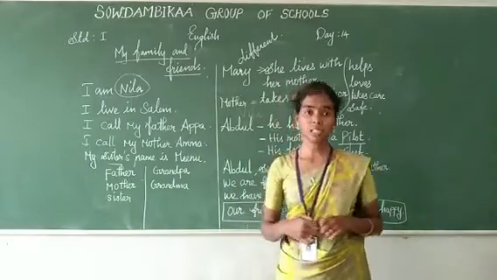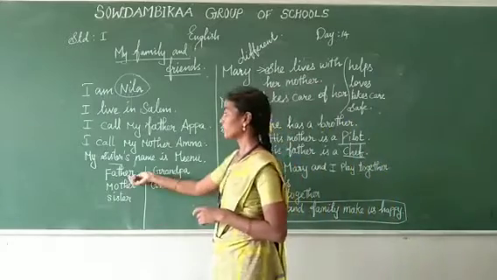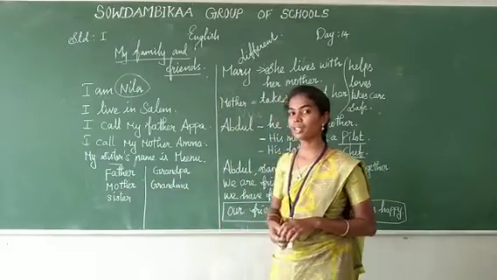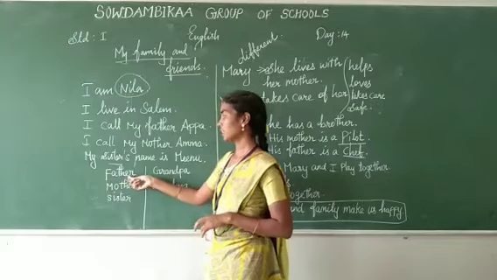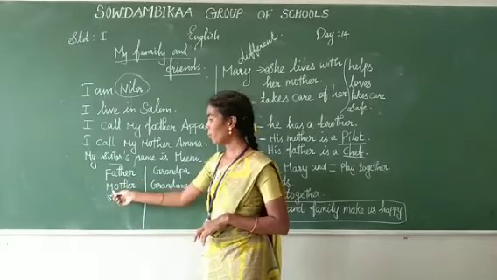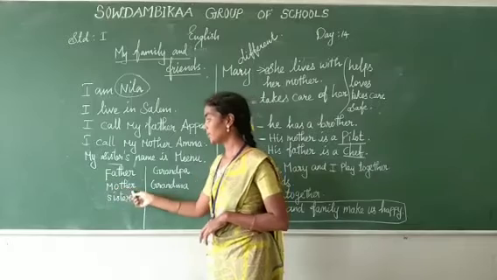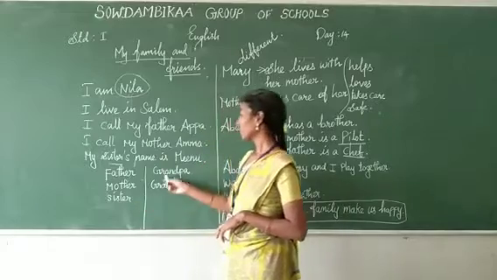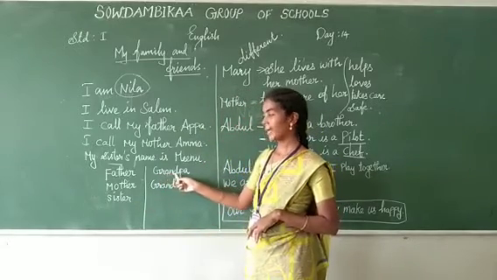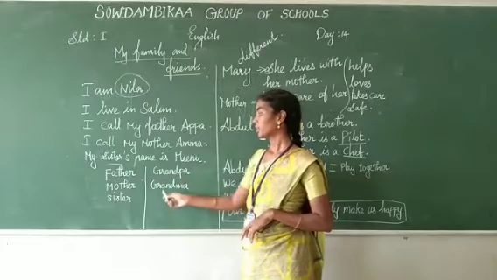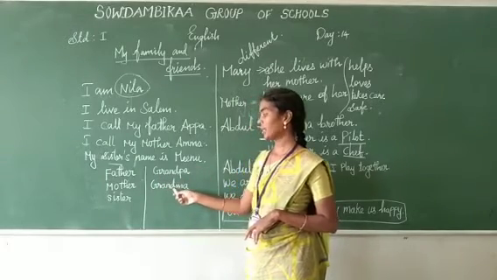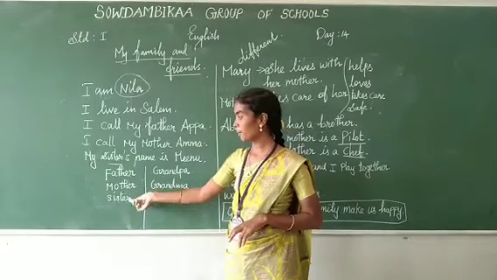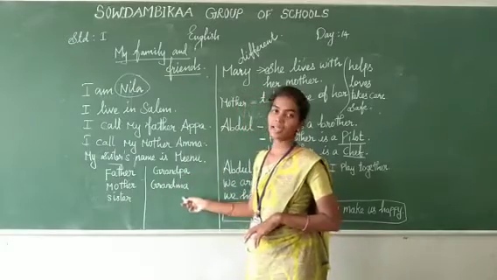Once again, we can see the spelling of father and mother. Father spelling, F-A-T-H-E-R, father. What is the spelling of father? F-A-T-H-E-R, father. Mother, M-O-T-H-E-R, mother. Sister, S-I-S-T-E-R, sister. Grandpa, G-R-A-N-D-P-A, grandpa. Grandma, G-R-A-N-D-M-A, grandma. Once again I repeat: father, mother, sister, grandpa and grandma.